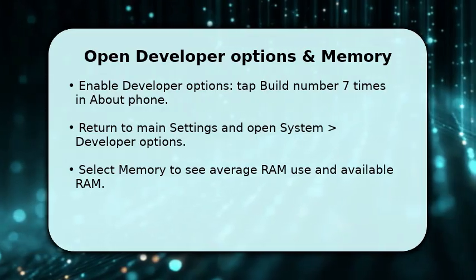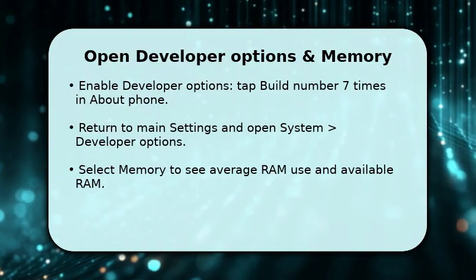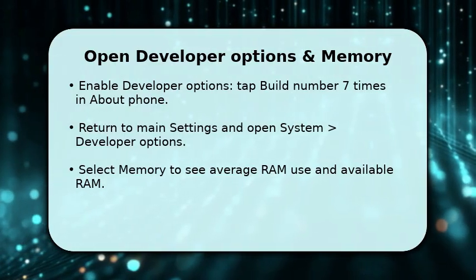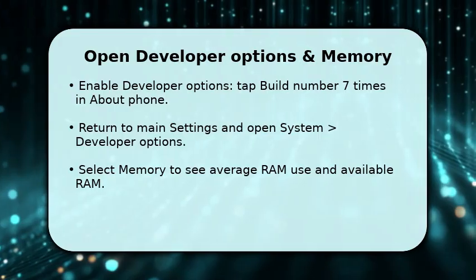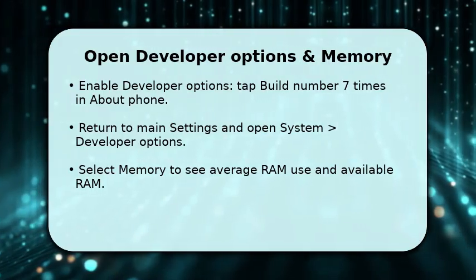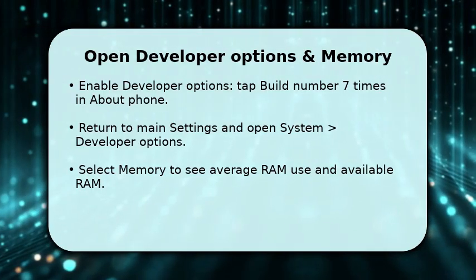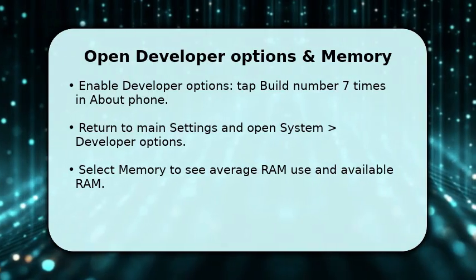Scroll to the Memory section and tap it. This shows average RAM use, available RAM, and app memory distribution. You do this because memory gives a live, system-backed view of RAM rather than third-party guesses.